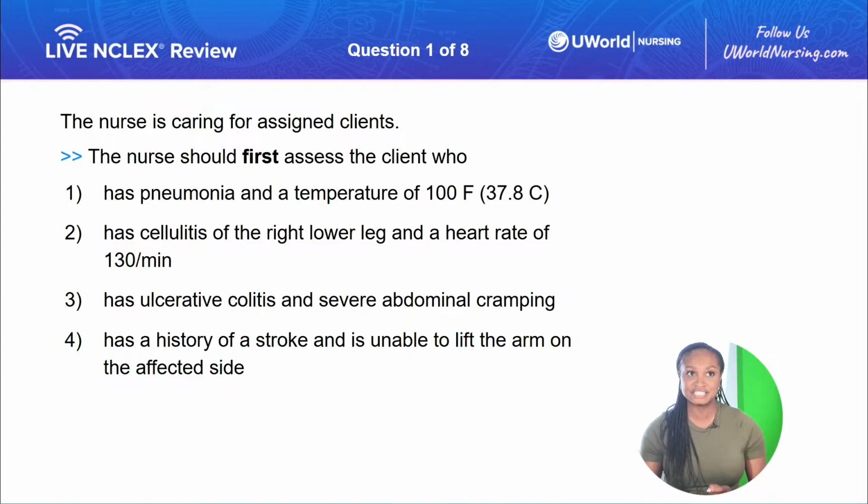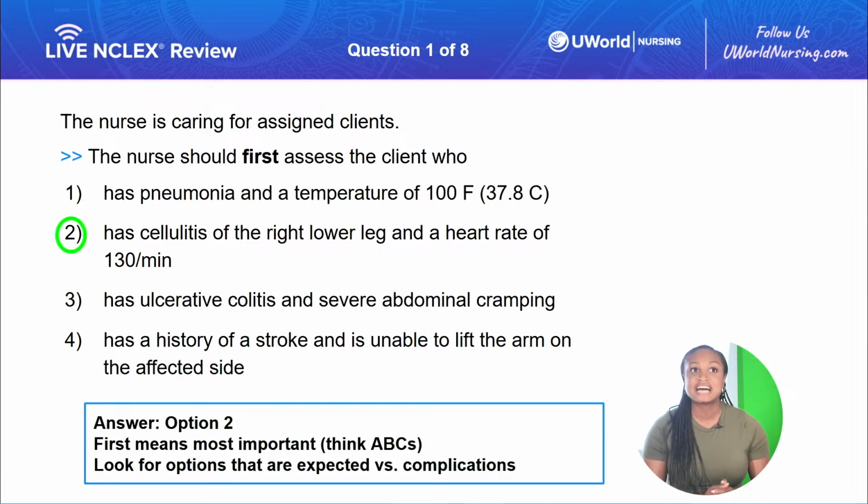Okay, correct answer for this one. We're looking at expected versus complication. So the correct answer for this one is has cellulitis of right lower leg and a heart rate of 130 beats per minute. So all the other options, options 1, 3, and 4 are all expected findings. Option 2 is the only one that is leading to something else.